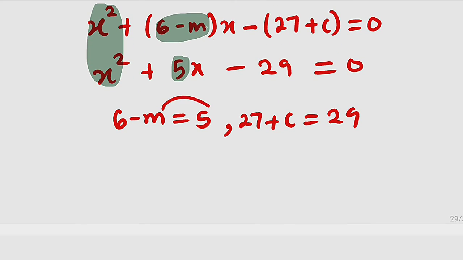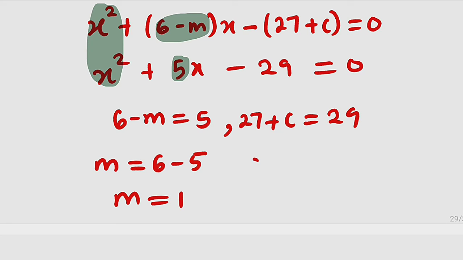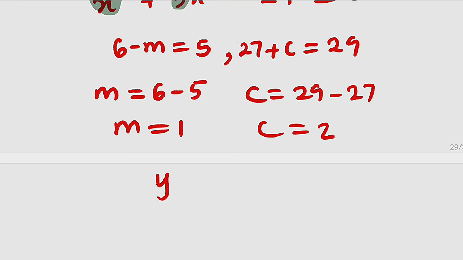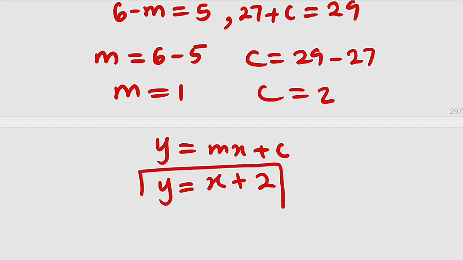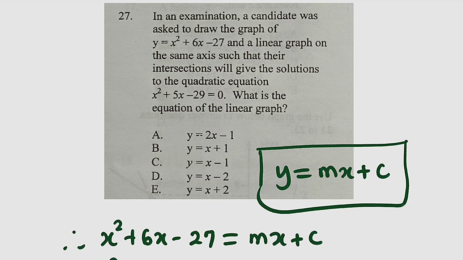So if you take this one to the other side, it becomes positive m. You bring 5 backward, it becomes 6 minus 5, and m equal to 1. And c here is equal to 29 minus 27, and c equal to 2. So what is the equation? Remember, the equation is y equal to mx plus c. So all you have to do is to plug them back. We have y equal to m is 1, we only have x, c is 2, and hence this is the linear equation, y equal to x plus 2, which is option E.